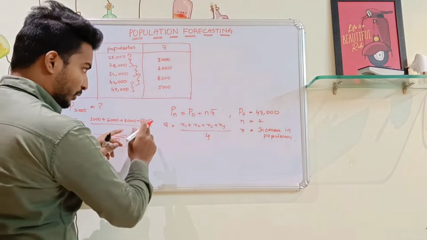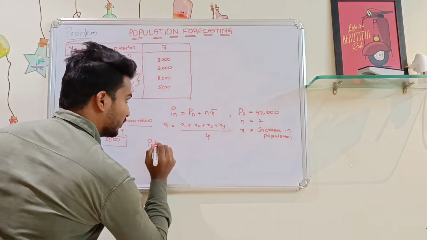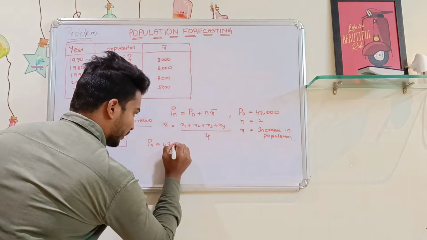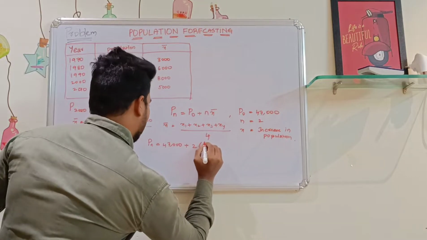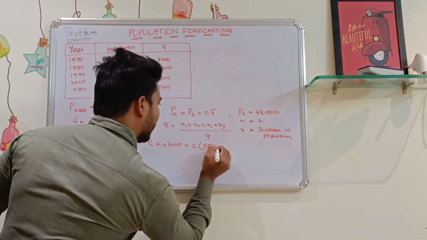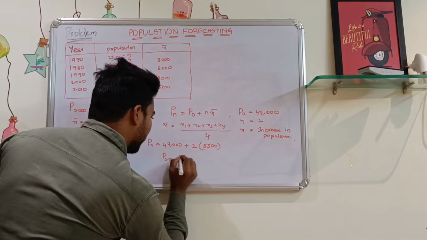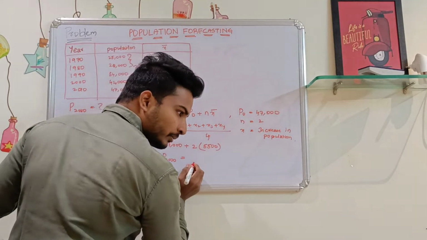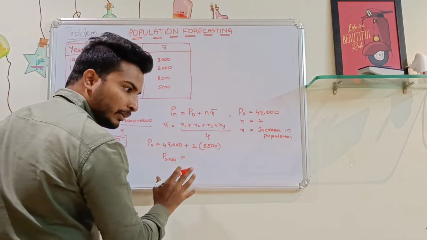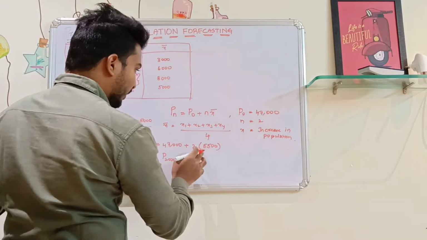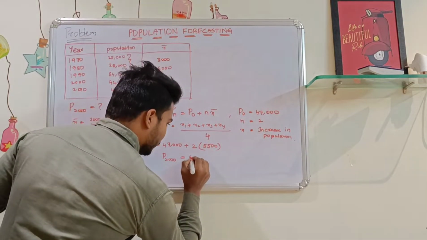So substitute all the values in the equation. Pn is equal to P naught, 47,000, the latest known population, plus N which is 2 decades times X bar which is 5,500. So the population in 2030 is equal to, just do the calculations, I'm writing down directly, 11,000 plus 47,000 is 58,000.